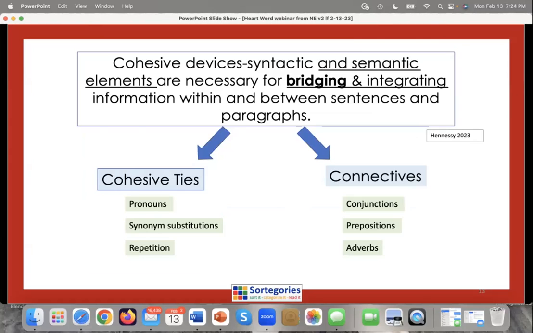As it relates to what we're talking about tonight, cohesive ties turn out to be those words that link and relate back to another word, like a pronoun refers back to a previous noun, or a synonym relates back to the word by using another word, or you repeat the word. That's what we mean by cohesive ties. Then there are the connectives, and these are hugely important. Those are the conjunctions, the ands, ors, buts, the little preposition words, and the adverbs.